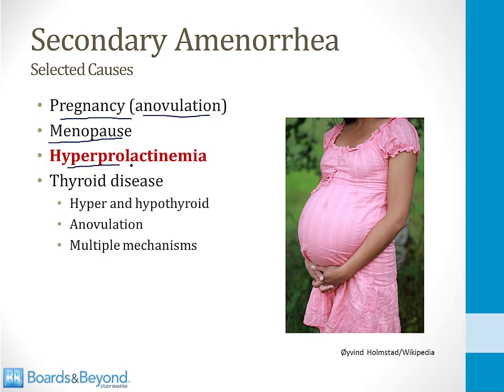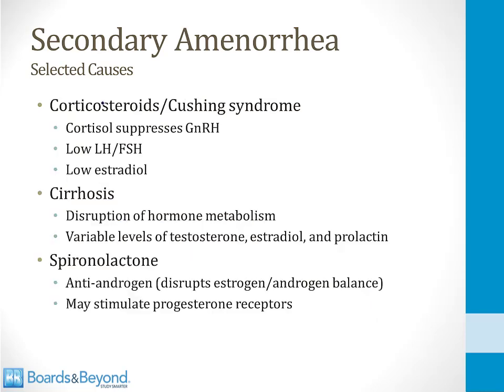Any cause of hyperprolactinemia will lead to secondary amenorrhea, and a prolactin level is often checked in women who are not menstruating. And then finally, thyroid disease can cause a woman to stop menstruating. Both hyper and hypothyroidism can lead to amenorrhea. Women who have thyroid abnormalities do not ovulate normally. There are multiple mechanisms for this. It involves both the pituitary and the ovaries. Some other selected causes are shown on this screen.